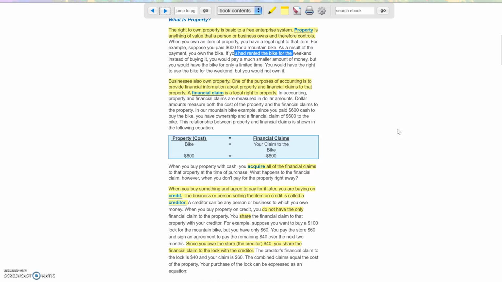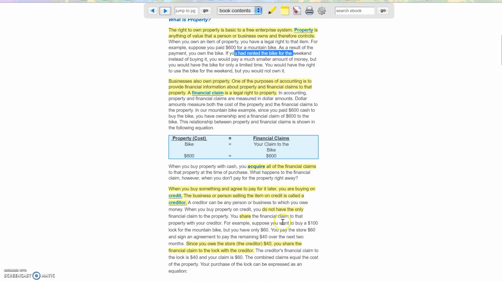On the other side, when you buy something and you agree to pay for it later, you're buying it on credit. That's a huge thing in business. The business or person that's selling it to you on credit is called your creditor. Probably two terms that you're familiar with. When you buy on credit, you don't have the only financial claim. You're sharing that claim with your creditor.